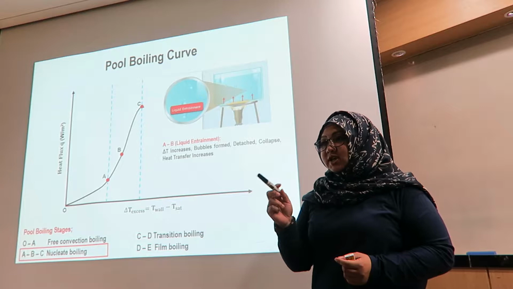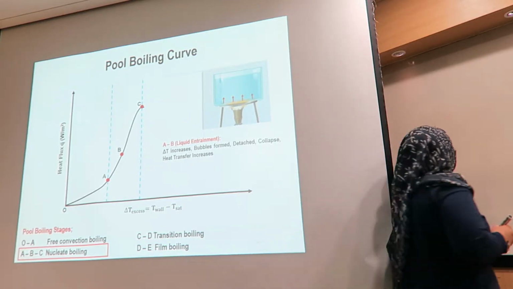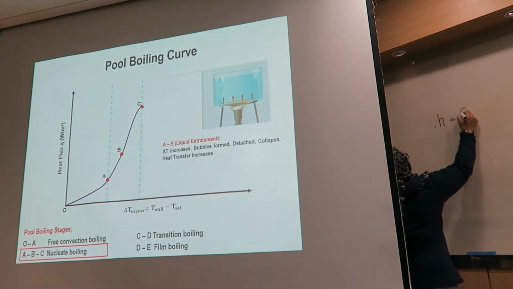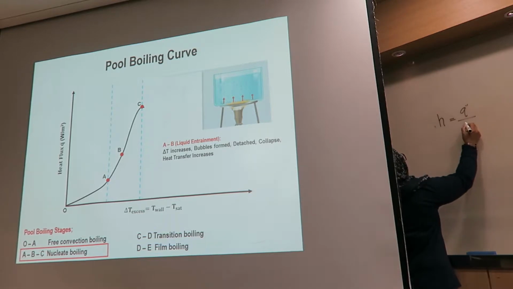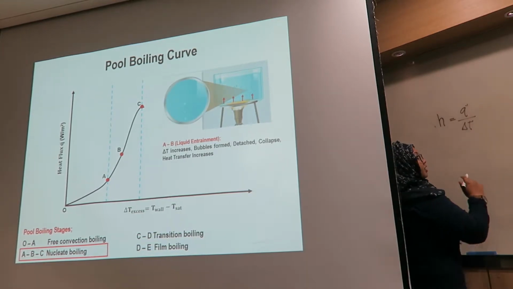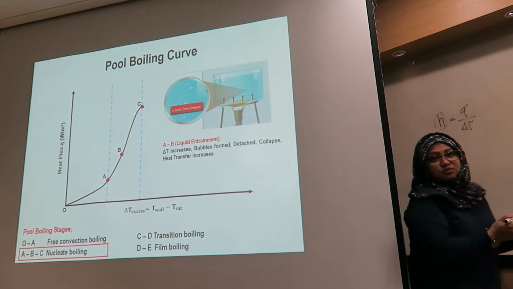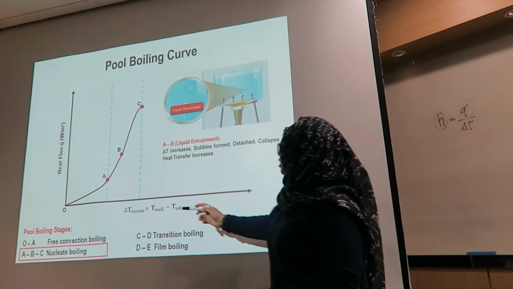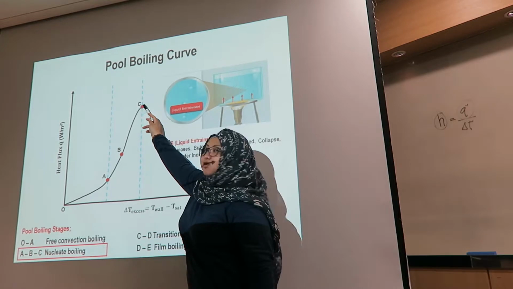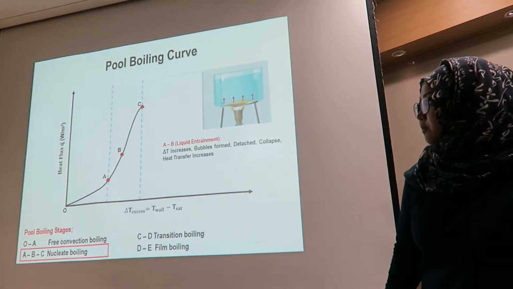Anyone know the heat transfer coefficient formula? Let me write it. So heat transfer coefficient h equals heat flux divided by delta T. So as the heat transfer coefficient increases, automatically the heat flux also increases. So there is an increase of the heat flux here until it reaches the maximum heat flux at point C. Okay, now let's move to the curve BC.